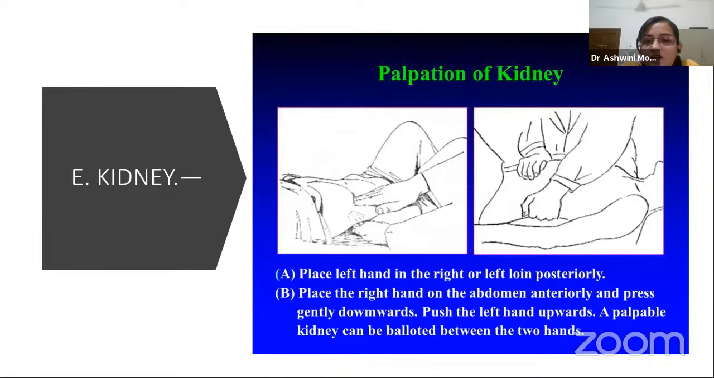Place the left hand in the right or left loin posteriorly. If we are on the right side, we will put the left hand below and the right hand above. If we are on the left side, we can put the right hand below the left loin and the left hand above. Place the right hand on the abdomen anteriorly and press gently downwards. Push the left hand upwards. A palpable kidney will be ballotable between these two hands. Normally, it won't be easily palpable, but when it is enlarged in some renal pathology, it will be easily palpable, enlarged, and ballotable between two hands.